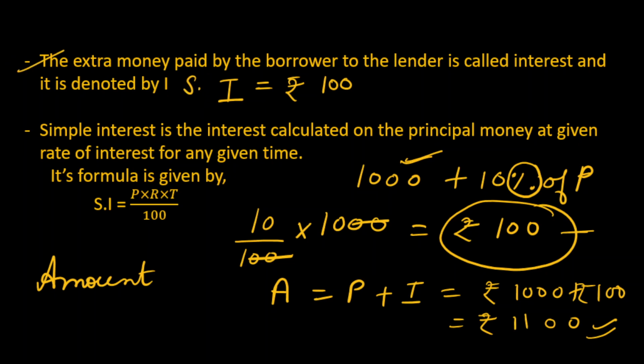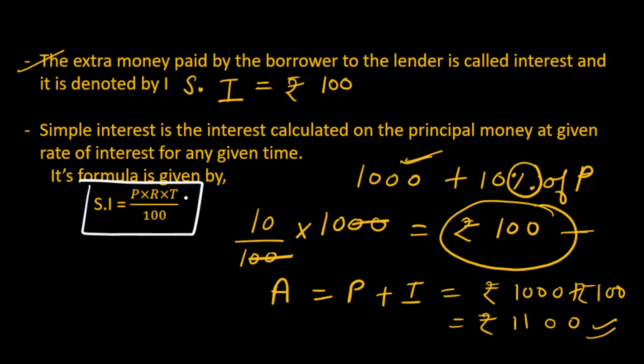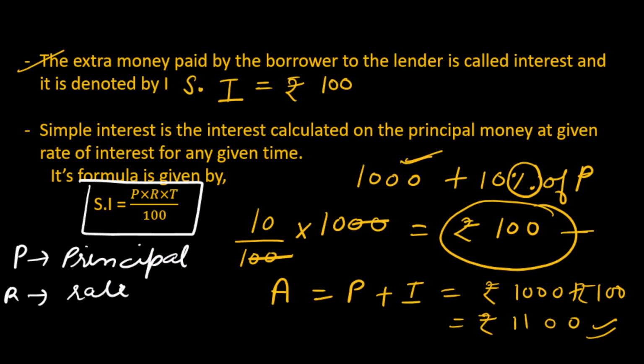So this we write here as simple interest. The interest which we take here is simple interest. Simple interest can be calculated using the formula SI is equal to P into R into T divided by 100. Here P is principal, the amount which is borrowed or invested. R is the rate of interest. It will always be given in percentage. T is the time period. Like here in this example, I told you 1 year.